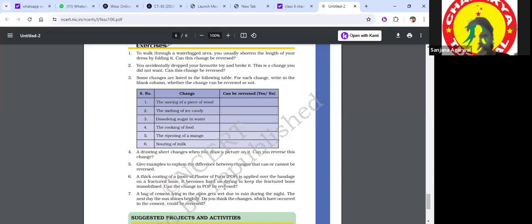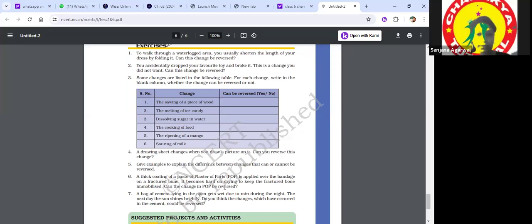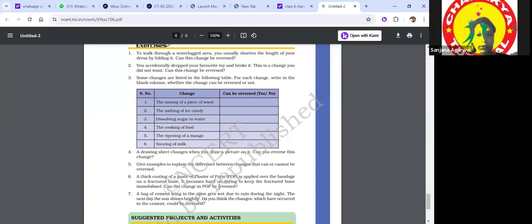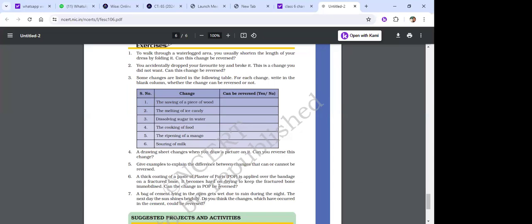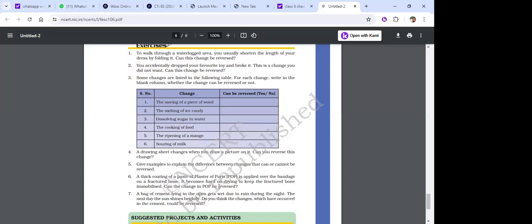Have you ever seen the POP, the white material which keeps on hardening with time? No, is it casting? The more it keeps on drying, it becomes hard. No, ma'am. Ma'am, I don't know plaster of Paris. Okay. Ma'am, I think it cannot be reversed.